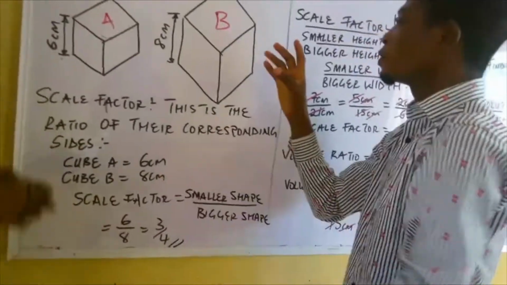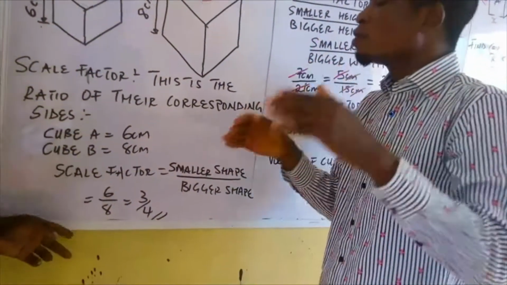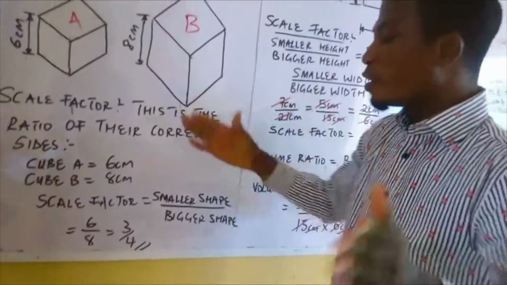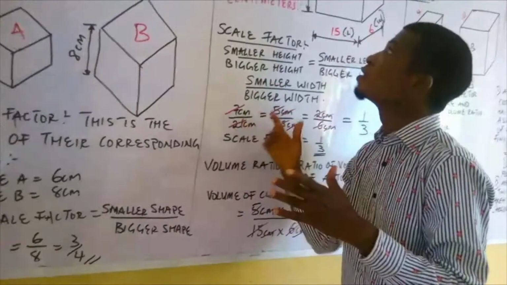Scale factor simply means smaller shape over what? Bigger shape. 6 over 8 gives us 3 over 4. That is all. Got that? Let's look at another shape here.